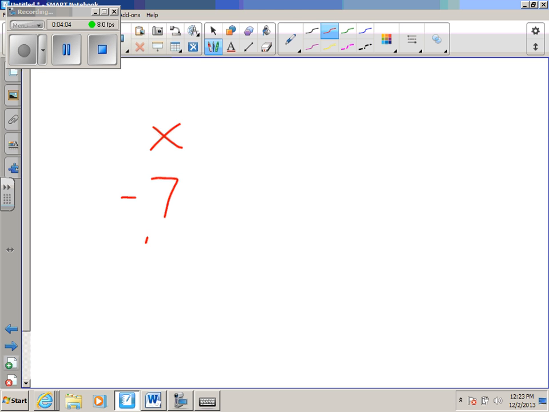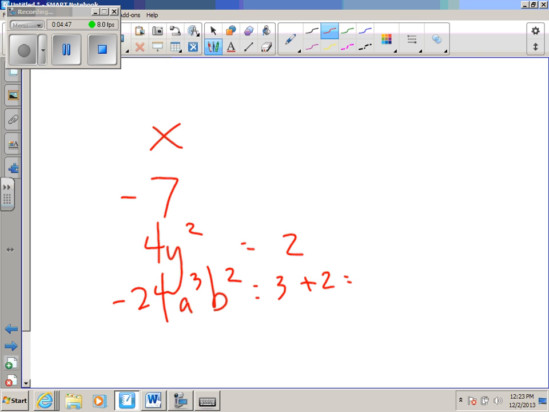4y squared is our monomial. What's the variable? Y. What's the exponent with y? 2. Are there any other exponents that I'm going to be adding together that come from a variable? So the degree would be 2. And then finally, this big one, variable a and b, the exponent with a is 3, plus the exponent with b is 2, gives us a degree of 5. Okay, any questions about the degrees? We'll get to more of that, don't worry.